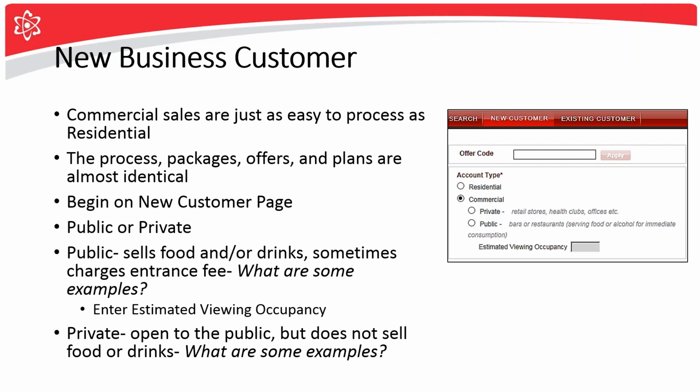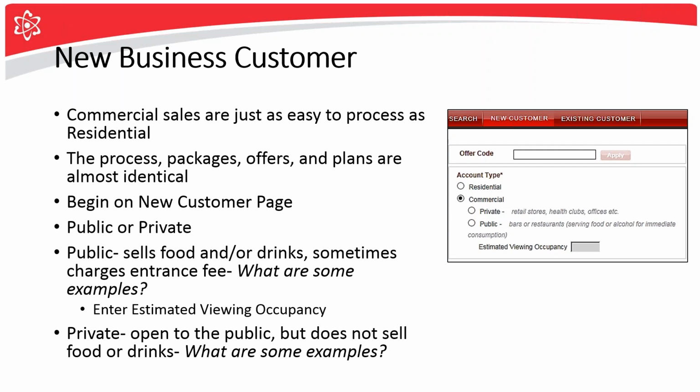Now, as far as creating the sale, entering the order in Axiom, it's going to be just as easy as entering a residential order. Once you're in Axiom, under account type, where you typically select residential, you would just select commercial. From here, you would select if the business is public or private, based on the factors that we mentioned before.